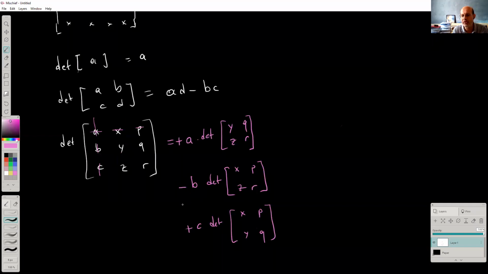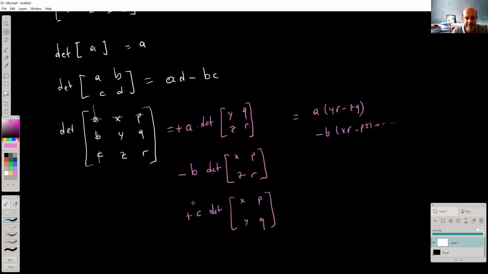The rest is kind of straightforward, right? You then compute this, and the result would be A times (YR minus ZQ) minus B times (XR minus PZ), or whatever. Let me not write everything down. Okay, so that's basically the procedure.